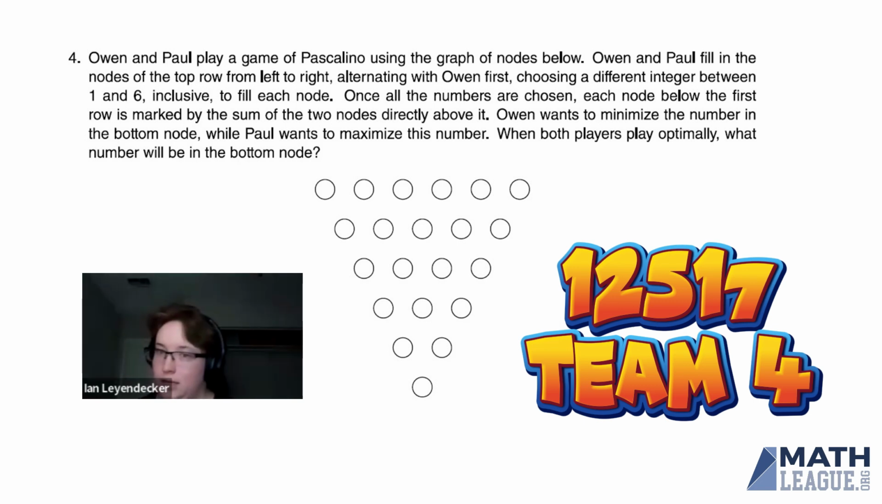Once all the numbers are chosen, each node below the first row is marked by the sum of the two nodes directly above it. Owen wants to minimize the number in the bottom node, while Paul wants to maximize this number. When both players play optimally, what number will be in the bottom node?